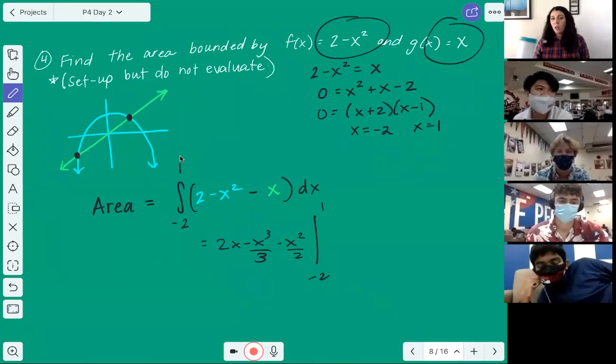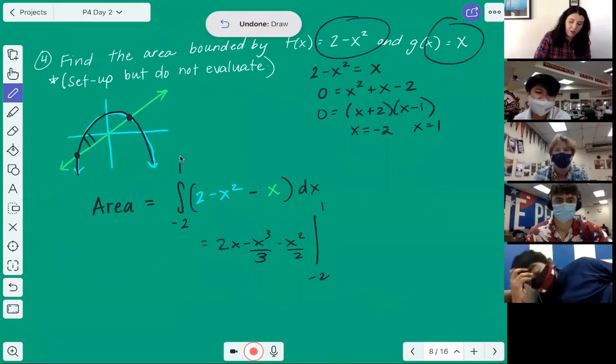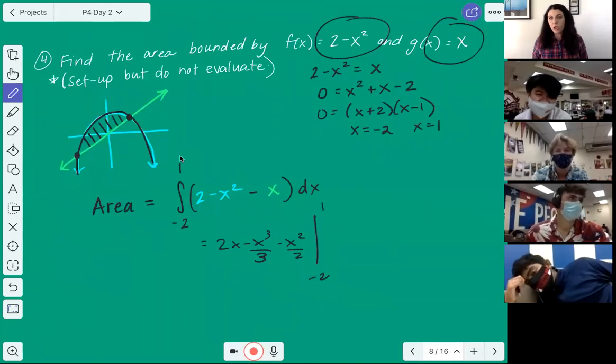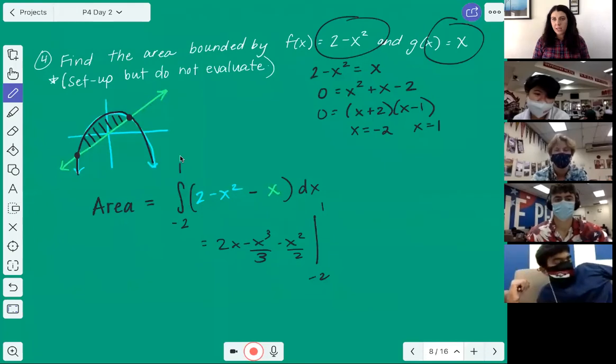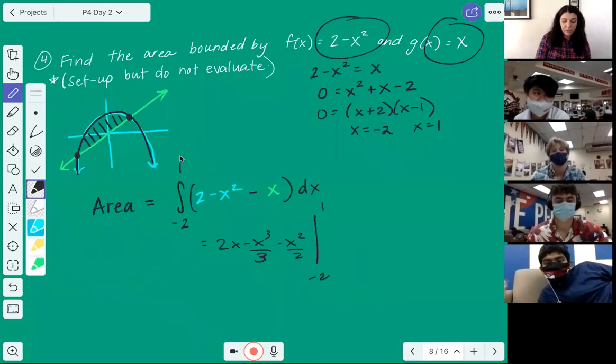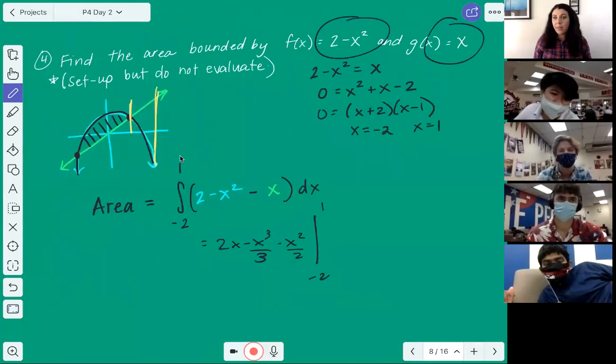Why would the parabola be the top one? Because it's above in the region that we care about. So this is the region we care about right here. And so the 2 minus x squared is above the y equals x line. Kevin, if we were over here, for example, like if it asked us to go from here to here for some reason, then the line would be the thing on top. So it's not always one or the other. It just depends on where we are.